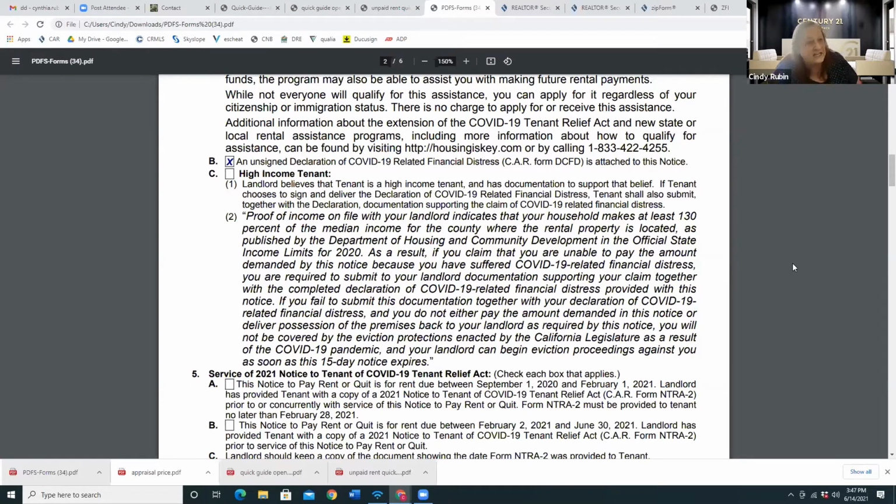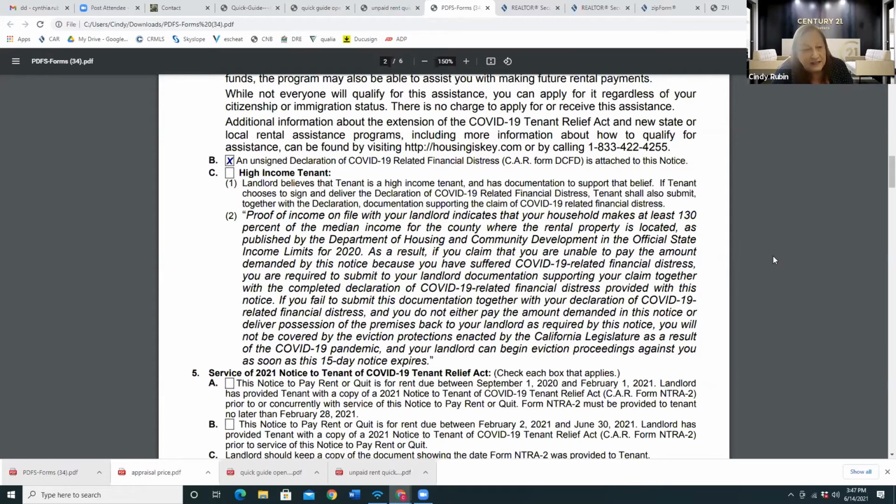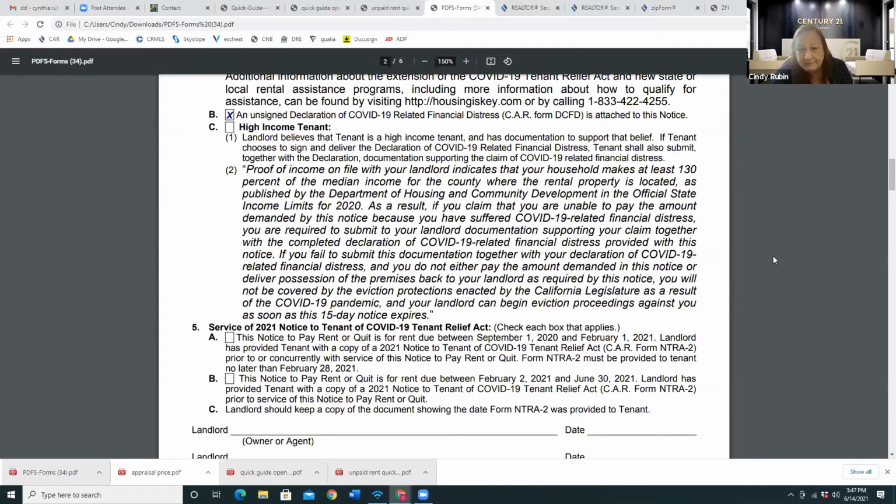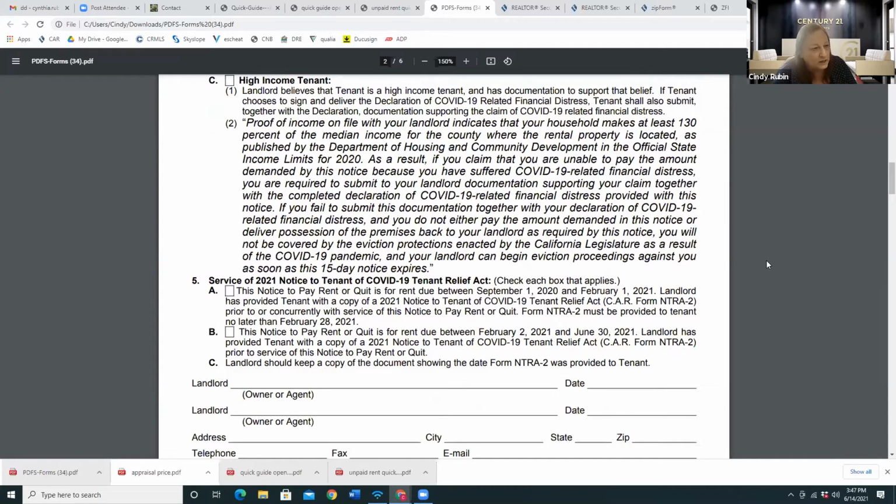So if the tenant doesn't actually read this, they just see that there's a document attached and fill it out, and they don't send the proof, then the answer is that you can still evict them. So they have to send both the declaration and the proof. Of course, judging whether the proof is enough will be a whole other story, but my guess is we're going to get a lot back that have no supporting documentation, if we get any.